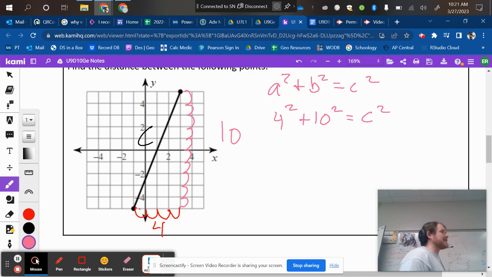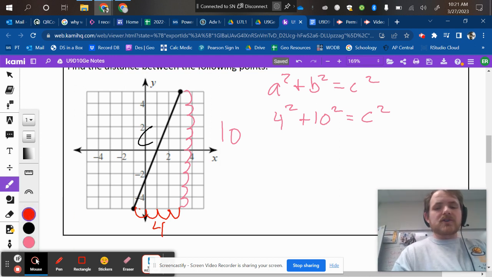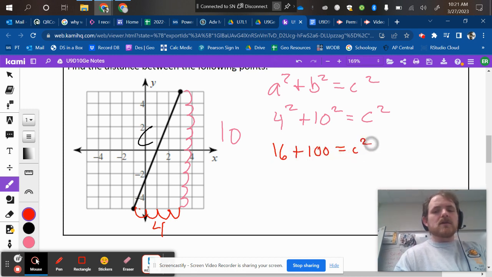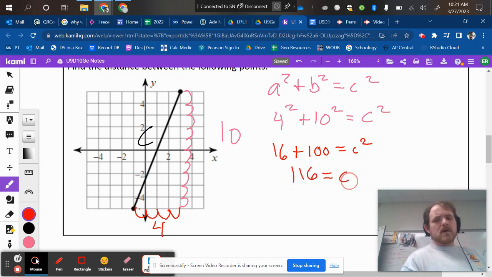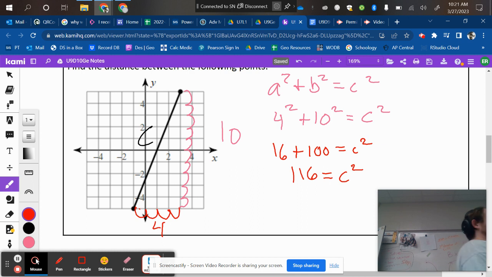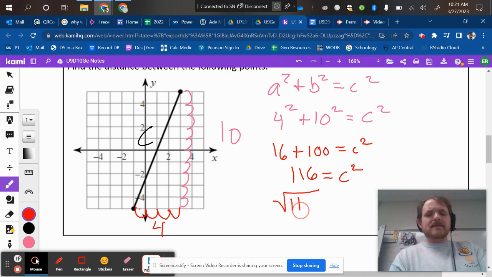Okay. I honestly like this more than the distance formula because the distance formula gets a little bit frustrating and just really mathy, if you will. So that gives me 116. How do I get C alone? Square root both sides. Good job. So I would end up with radical 116.